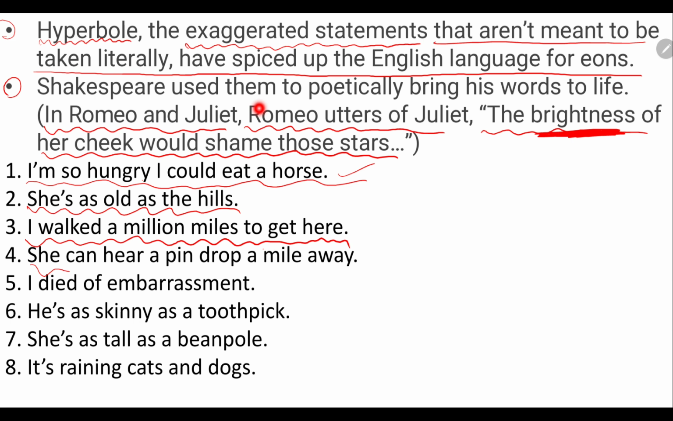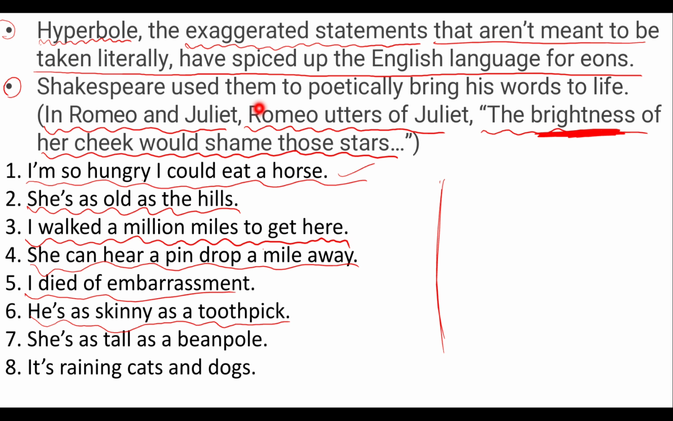She can hear a pin drop a mile away. I died of embarrassment. He is as skinny as the toothpick. टूथपिक के जितना वो स्किनी है. सच में हम इसका लिटरली मीनिंग निकाल सकते हैं नहीं, क्योंकि लिटरल मीनिंग निकालेंगे तो ऐसी बॉडी कोई एग्जिस्ट करती नहीं है मैम, ठीक, ह्यूमन बॉडी. बट दिस स्टेटमेंट इज हाइपरबोल जहाँ पे एग्जैगरेशन हमें दिख रहा है सेंटेंस के अंदर. She is as tall as a bean pole.